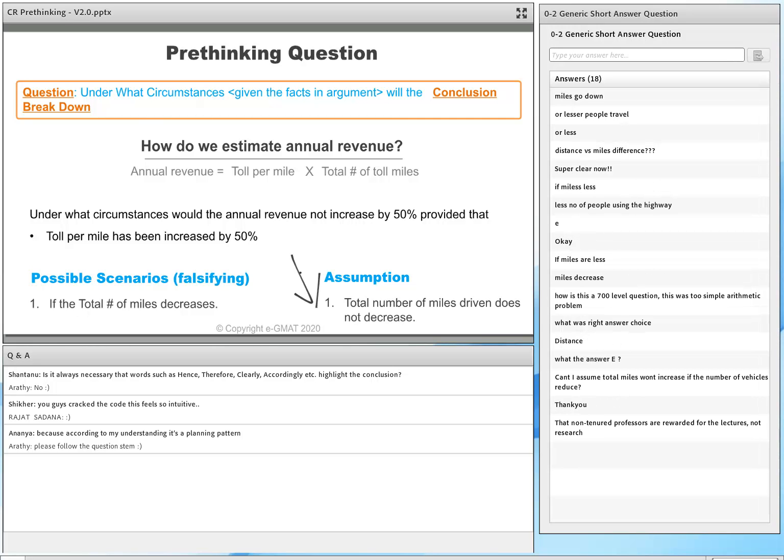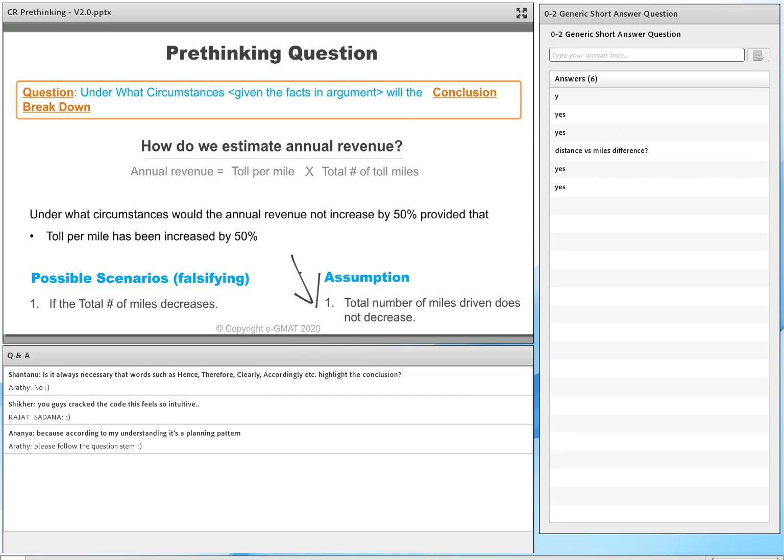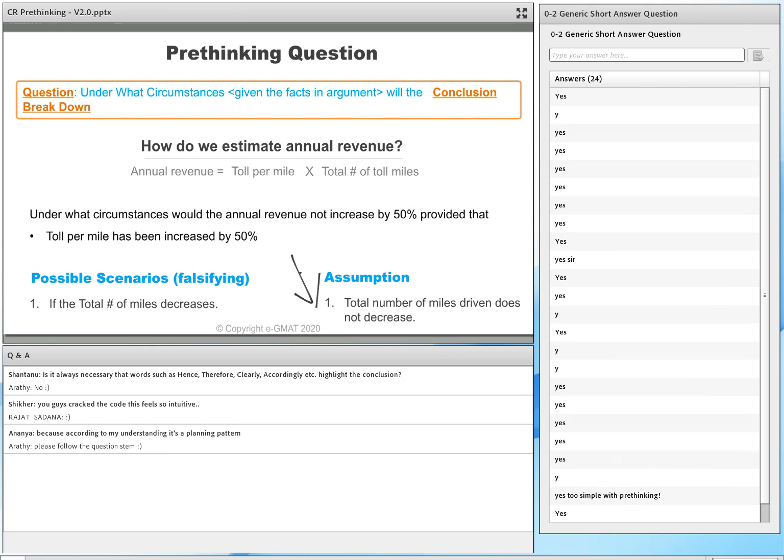Okay. Forget about the answer choices for a moment. Is this clear to everyone? Forget about the answer choices. I'm going to talk about every answer choice. But is this clear? Distance versus miles, there's no difference. Total number of miles. It translates from one to the other. And yes, pre-thinking makes things super simple. Visualization and pre-thinking. Not just pre-thinking, but visualization combined with pre-thinking.